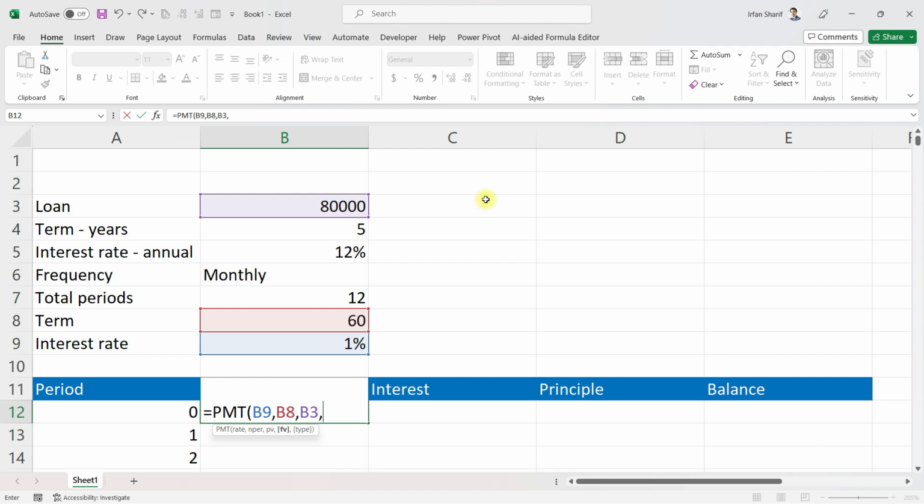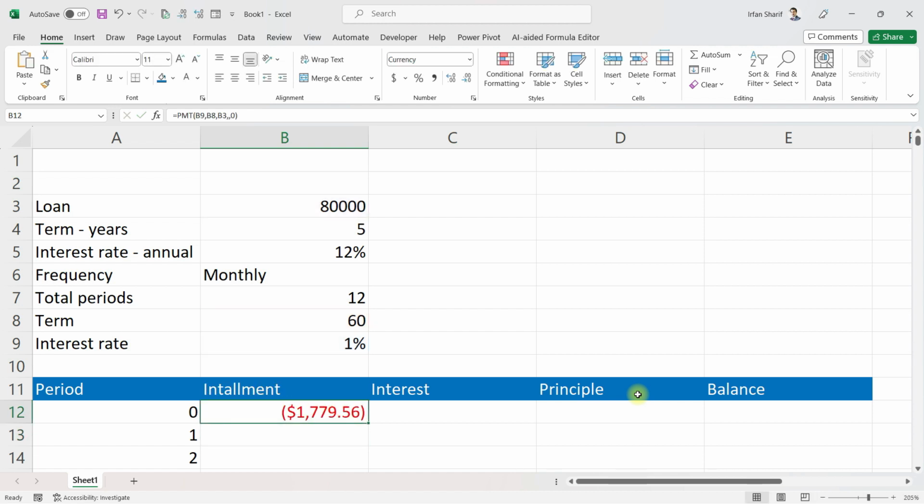So I will press comma again, and then the system is asking you for the type, which is going to be 0 here, which is the end of the period. So you can select 0 here and now close the bracket, or you can simply ignore the last two options and simply close the bracket after the PV and move on, and the system will automatically understand what you are trying to do. But I will just enter these two arguments here and press enter, and this has calculated the installment for me.